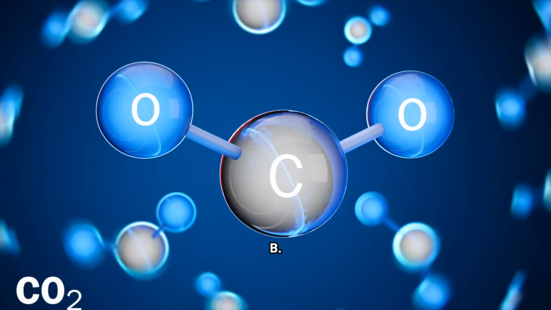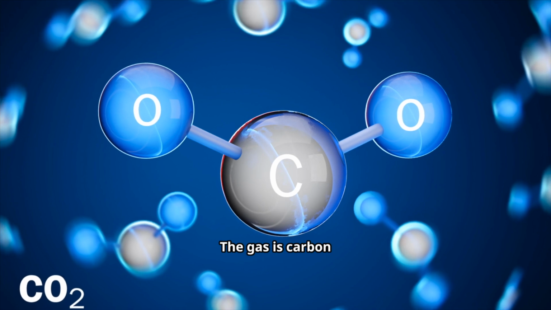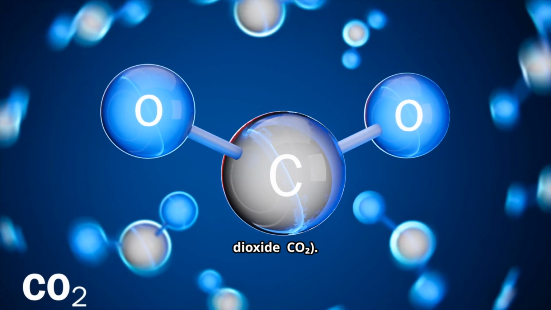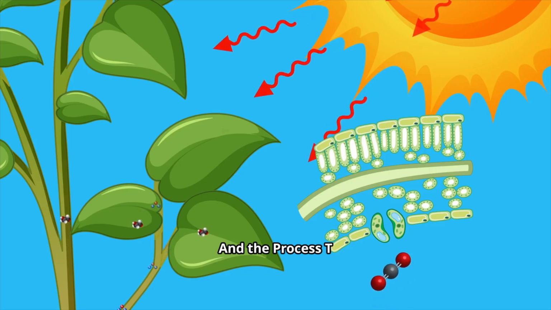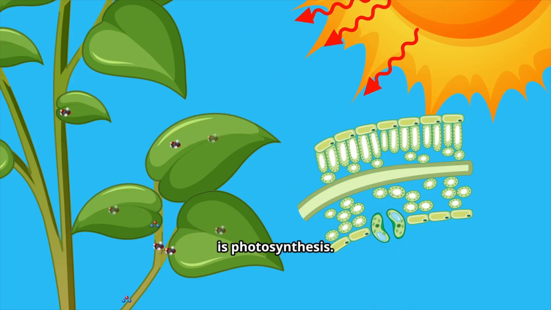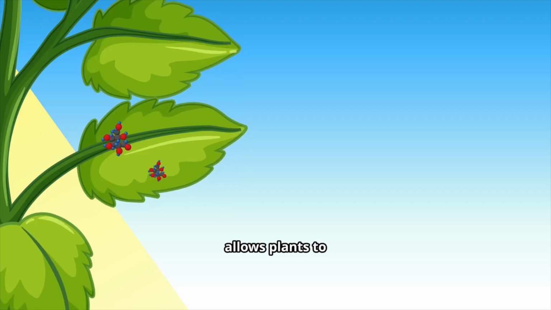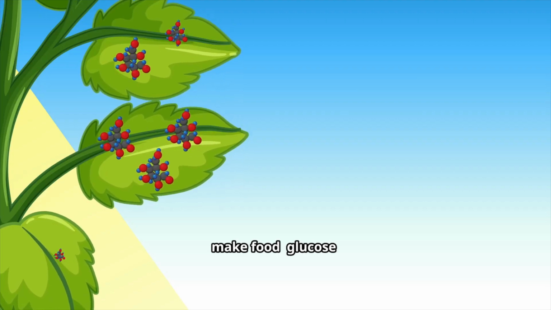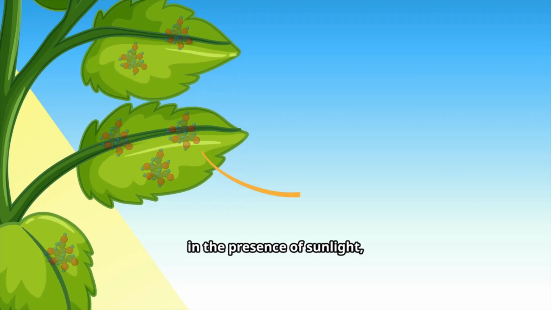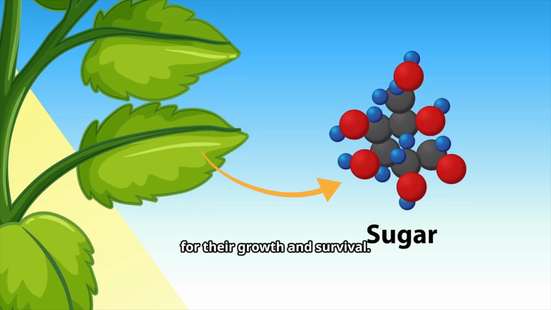The answer for B is the gas is carbon dioxide and the process T is photosynthesis. Photosynthesis allows plants to make food, glucose, in the presence of sunlight, which is essential for their growth and survival.